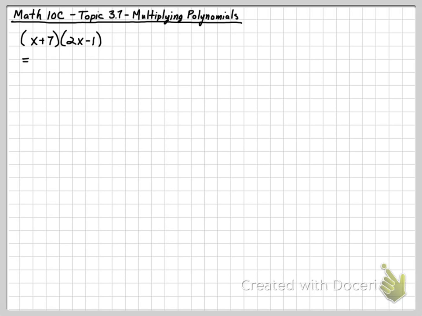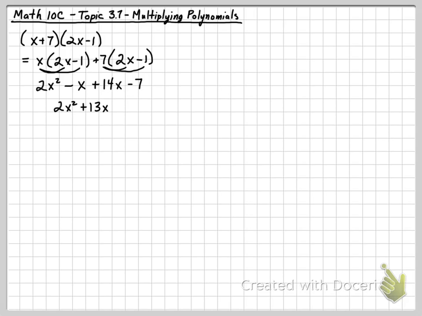Remember when we did x plus 7 times 2x minus 1, we talked about using the FOIL method. Well, what we're really doing is taking both the terms in the first bracket and timesing it by both terms in the second bracket. So another way of looking at this is saying I'm going to go x times 2x minus 1, and then positive 7 times 2x minus 1. That's the same thing. So now when we expand this, we're going to get 2x squared minus x plus 14x minus 7. And when we clean this up, you should get 2x squared by collecting the like terms plus 13x minus 7.